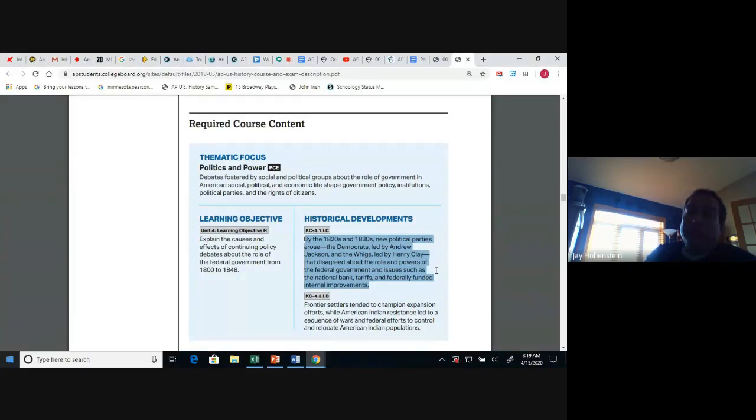Your new political parties, the Democrats, led by Andrew Jackson. These guys are incredibly mad about what happened with the corrupt bargain of 1824, where John Quincy Adams, working with Henry Clay, was able to win an election where nobody won a majority of the electoral college. And so the Congress determined who won that election. Jackson ended up winning in 1828.